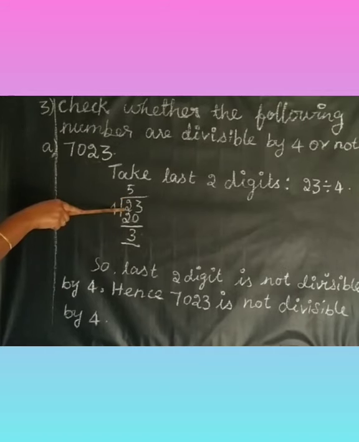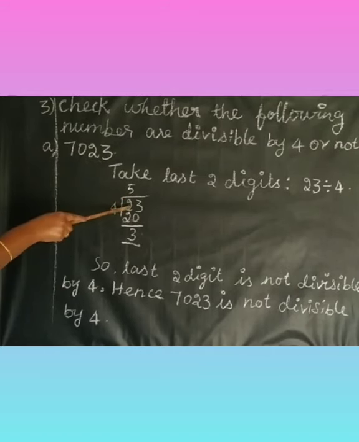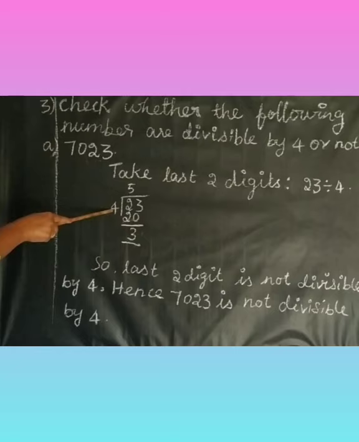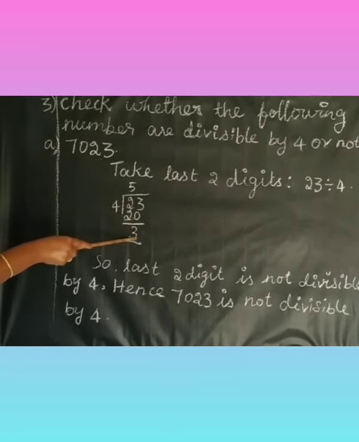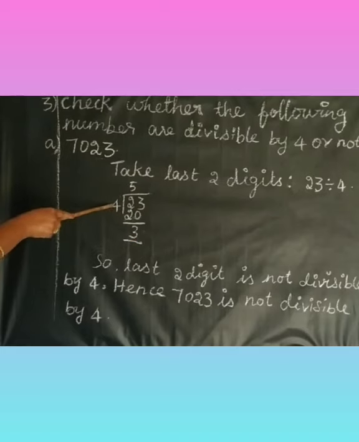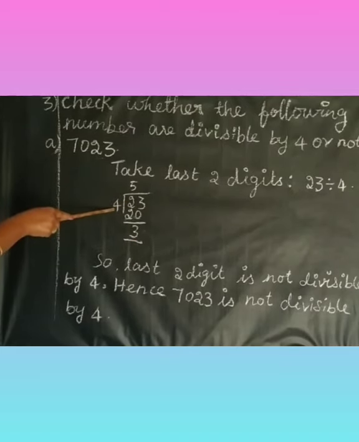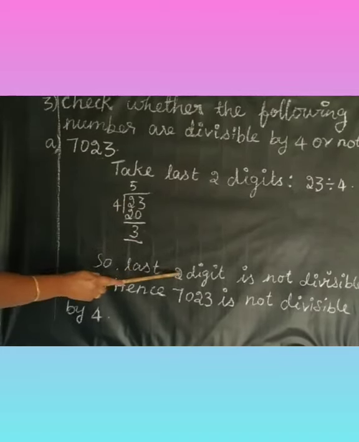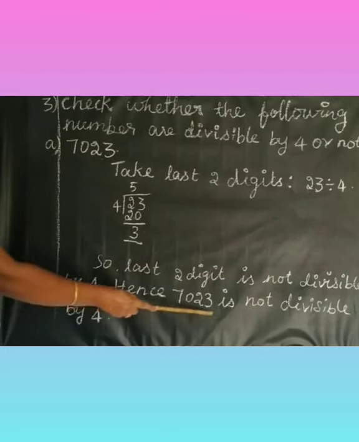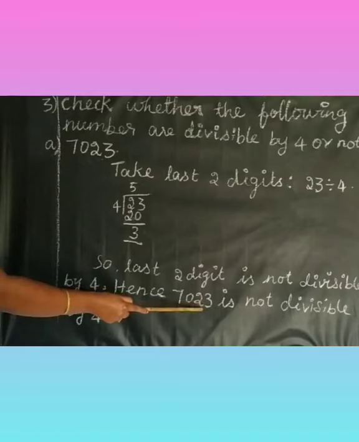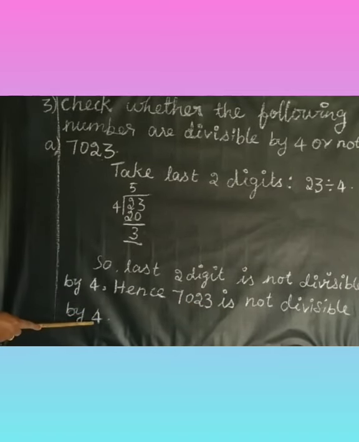Okay, next step. Now check whether it is divisible or not. So the number is 23. You can divide it in the 4 table. So 5 4s are 20, remaining 3. So that number is not divisible by the 4th table. So the last 2 digits are not divisible by 4. Hence that whole number 7023 is not divisible by 4.